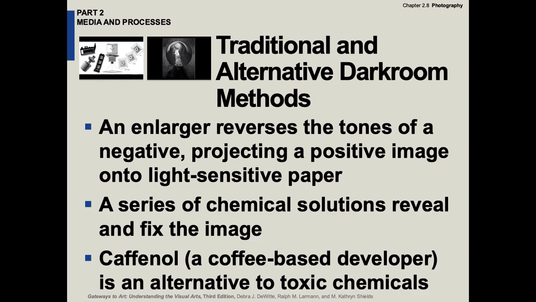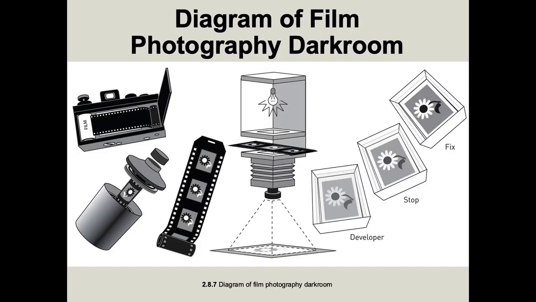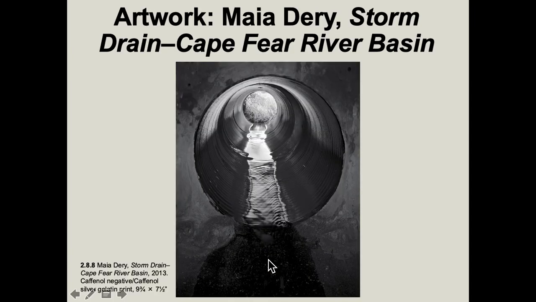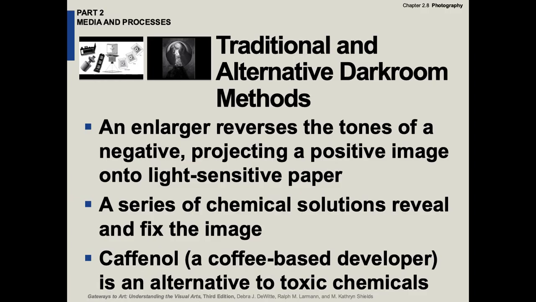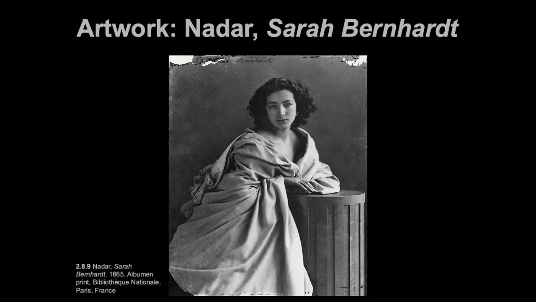So our enlarger reverses the tones of a negative, projecting a positive onto light-sensitive paper. I'm going to go back and show that to you. This is the developer, okay, and that is the paper. And you could decide that this would be a smaller piece of paper, and you would focus it in a different way. You could alter what you wanted to do. A series of chemical solutions reveal the fix. Caffenol is an alternative to toxic chemicals.